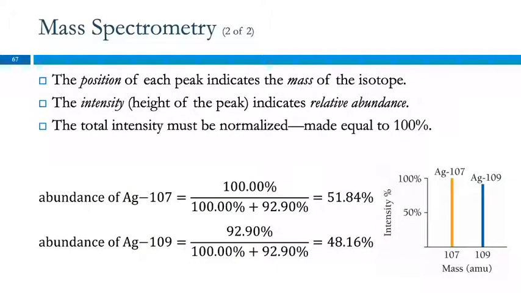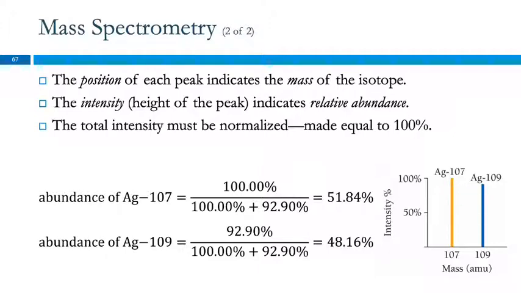So the output would be something like this graph over here, where it gives percent intensity and different masses. So this one has a mass of 107, this one has a mass of 109. This percent is a percent intensity. It is not the relative abundance, right? Because 100%, and that looks to be about 93%, that doesn't add up to 100. So that can't be right. Actually, these two are close to the same. It's close to 50-50. They're almost the same abundance.